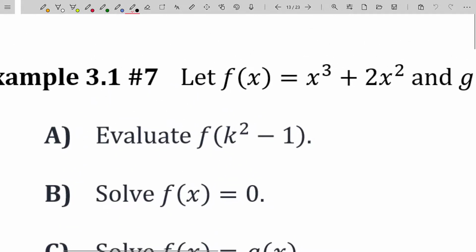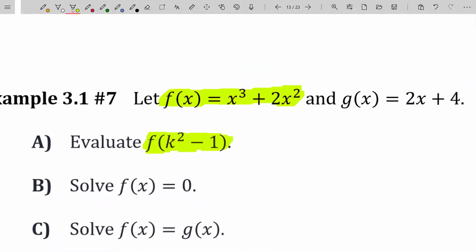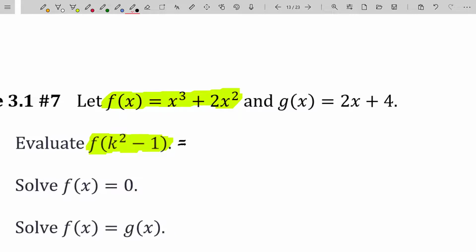Let's take a look at part A here. We're being asked to evaluate f at some variable input, k squared minus 1. Well, here's the function f up here. What we're going to do is instead of plugging in x, we're going to plug in a different picture. The picture we're plugging in is k squared minus 1. So normally, f of x would be something cubed plus 2 times that same something squared. But we're not plugging in x, we're plugging in k squared minus 1.